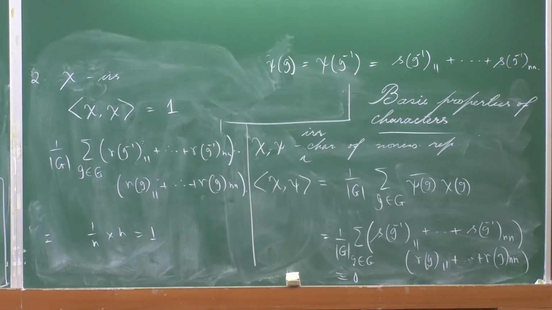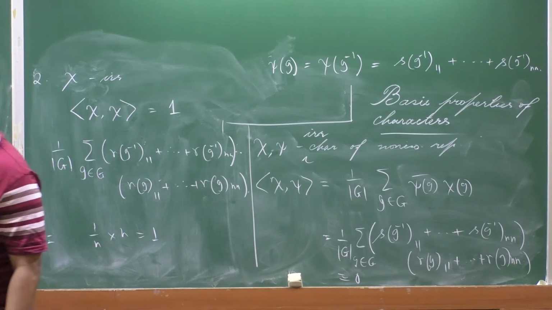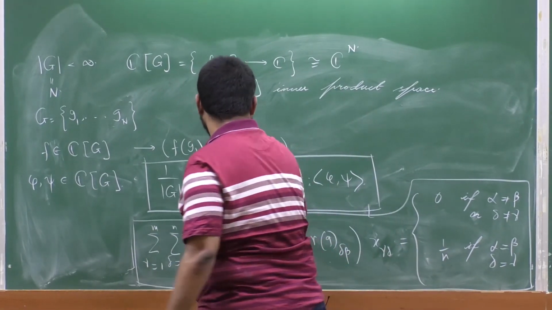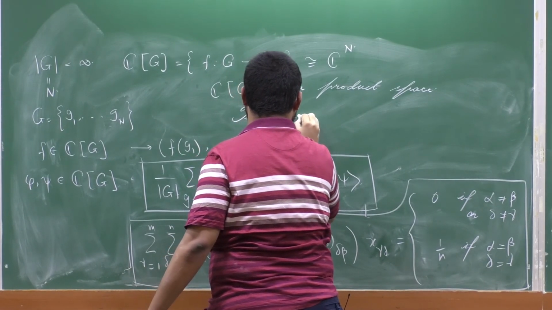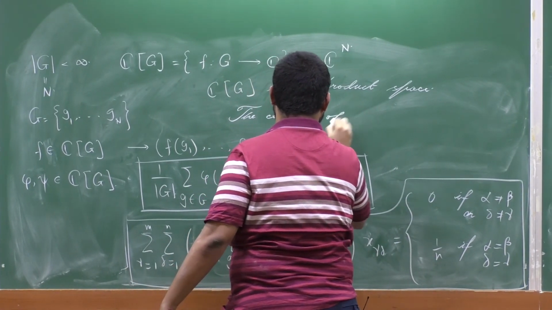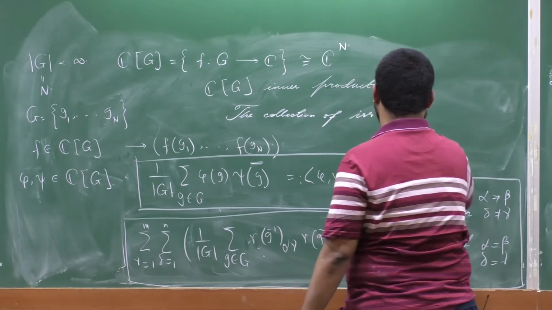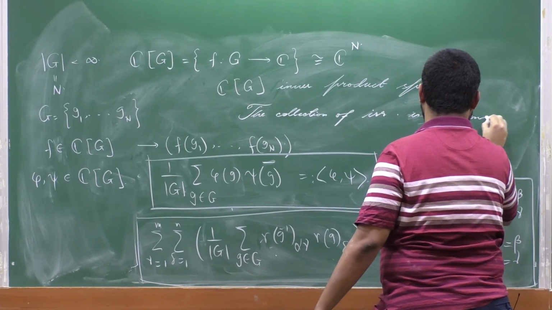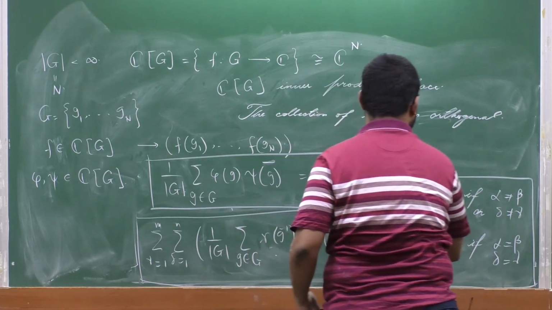So thus we have proved the orthogonality relations for characters, that if we take the set of all irreducible characters, that is a subset of CG, and that is an orthogonal subset. Just write: the collection of irreducible characters is orthogonal. Okay. In fact, not only orthogonal, it is orthonormal.